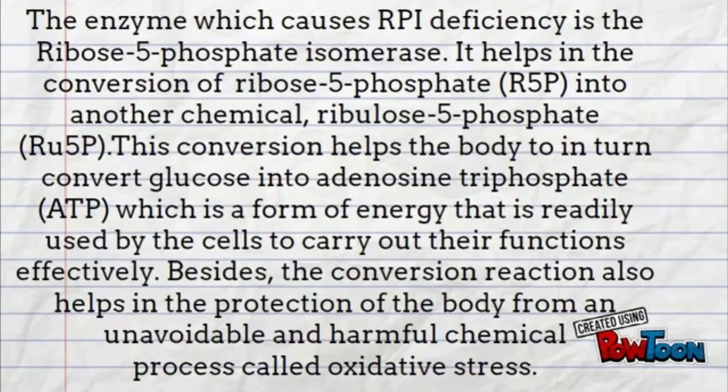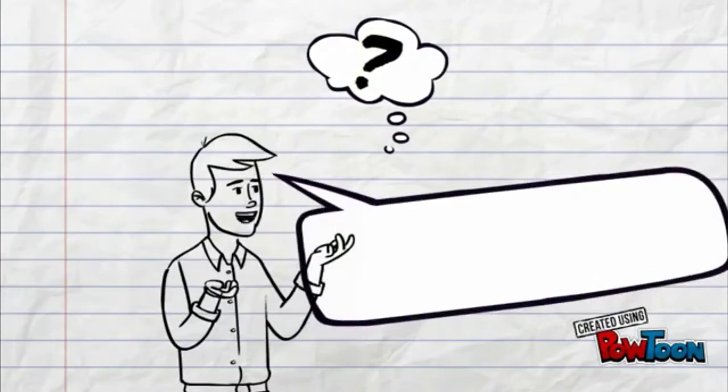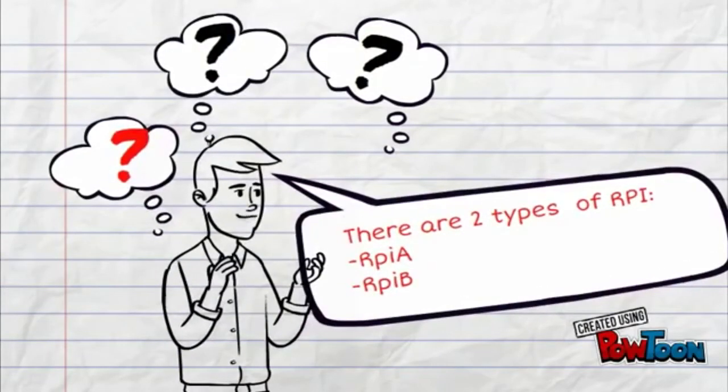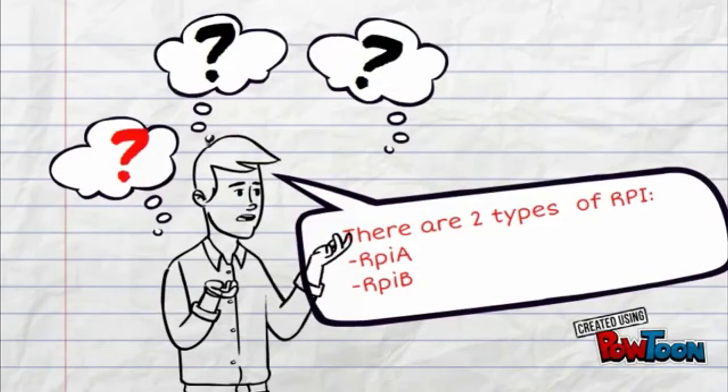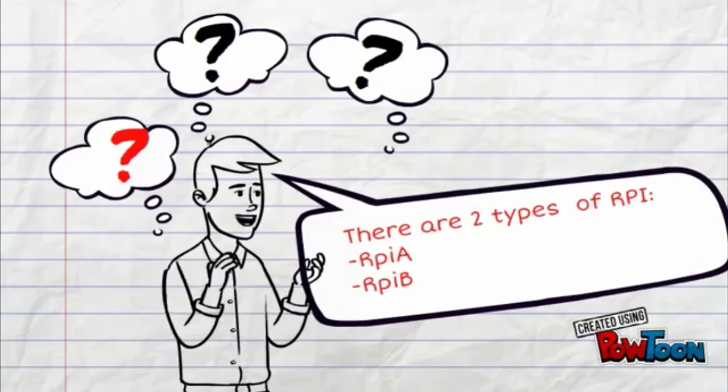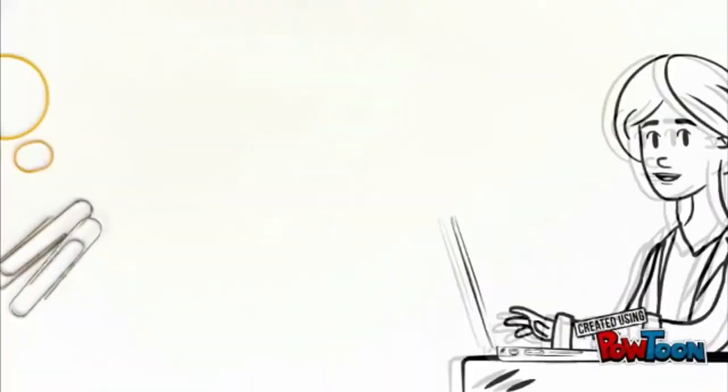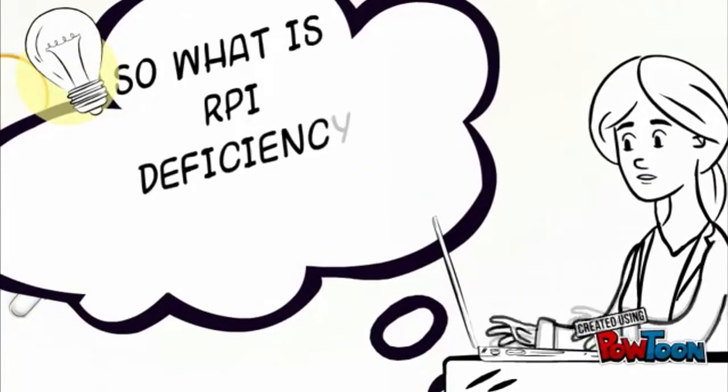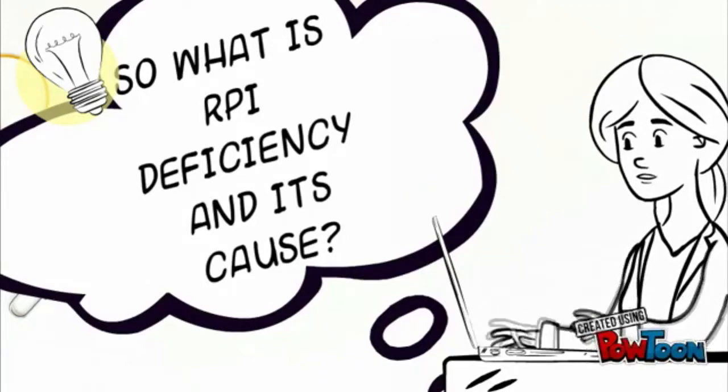Besides, the conversion reaction also helps in the protection of the body from an unavoidable and harmful chemical process called oxidative stress. Ribose 5-phosphate isomerase exists as two distinct protein forms known as RPIA and RPIB. Both of them catalyze the same reaction, and most organisms express one or both of these enzymes. So, what is ribose 5-phosphate isomerase deficiency and its cause?